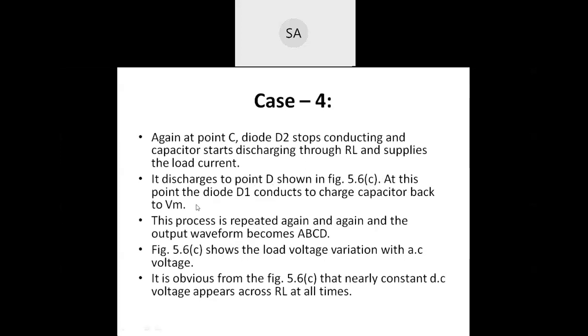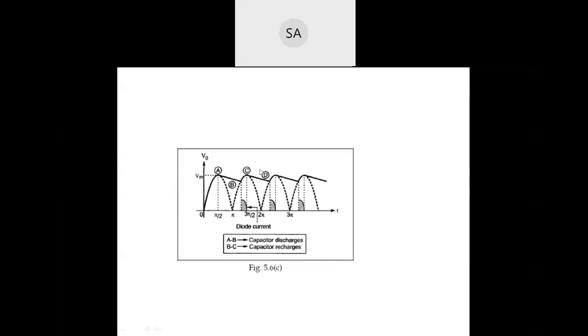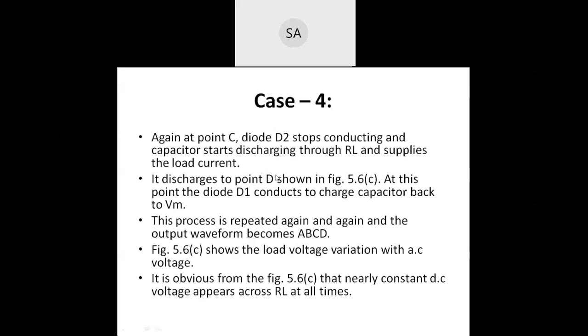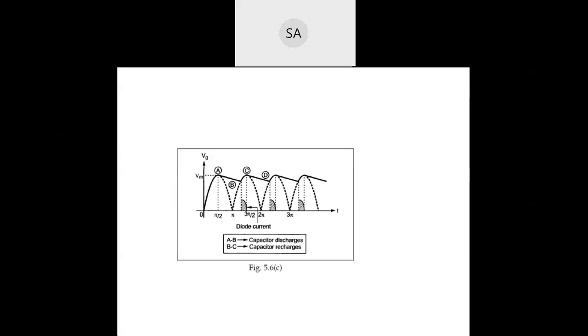At this point, the diode D1 conducts to charge the capacitor back to Vm. After reaching it, again D1 will become conducting, so again it will be charging. This process is repeated again and again and the output waveform becomes A, B, C, D. So this output waveform will look like this, only above these dotted lines.